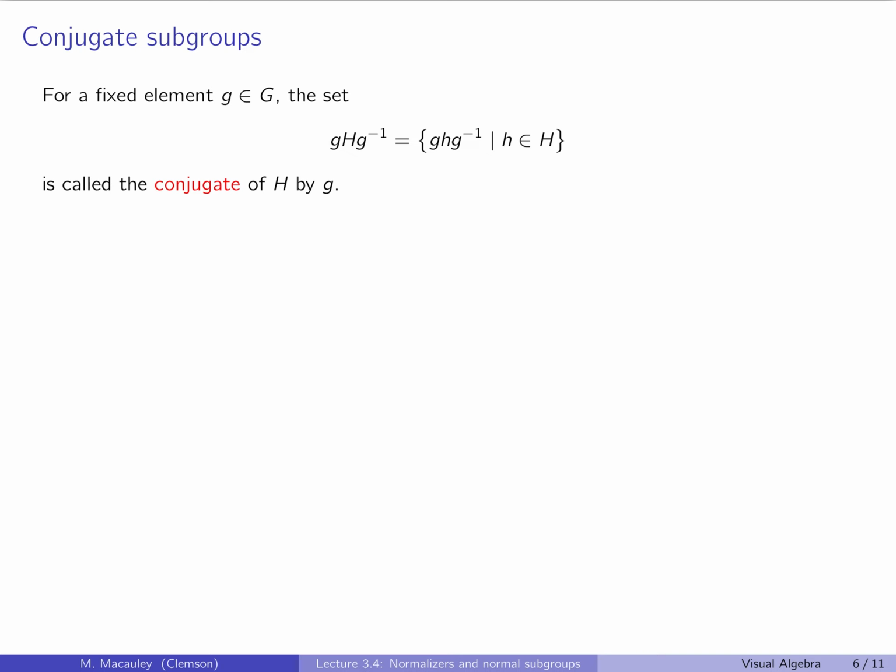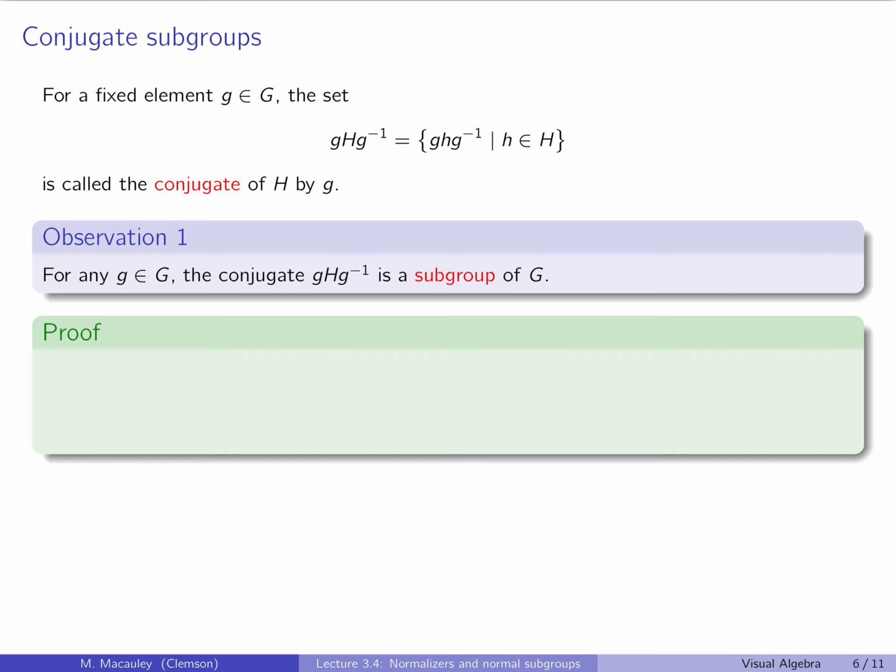Let's move on to conjugate subgroups. For a fixed element G in the group, let's call it big G, the set GHG inverse is just the set of all products of the form G times an element H times G inverse, where that element ranges over all of H. This is called the conjugate of H by G.